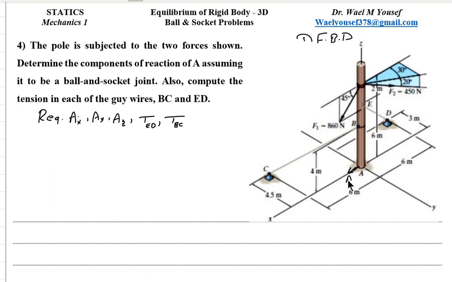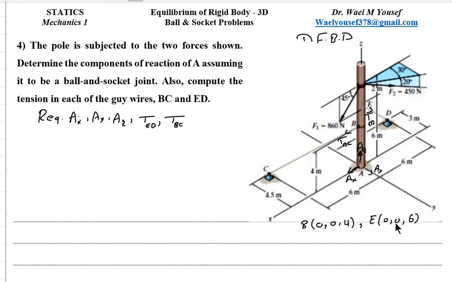We just need to draw AX, AY, AZ to represent the first force, which is the reaction at the ball and socket, and then we have TBC here, and also we have here TED, and we have already two forces F1 and F2. Let's get the coordinates of all these points.